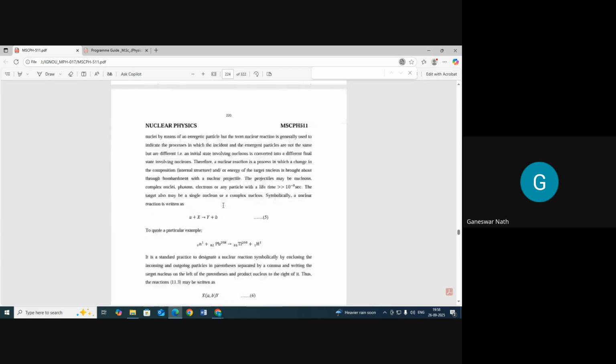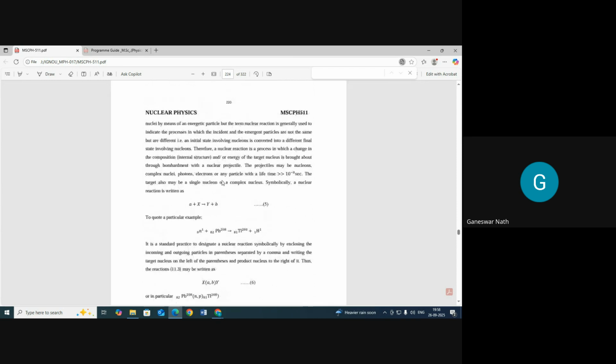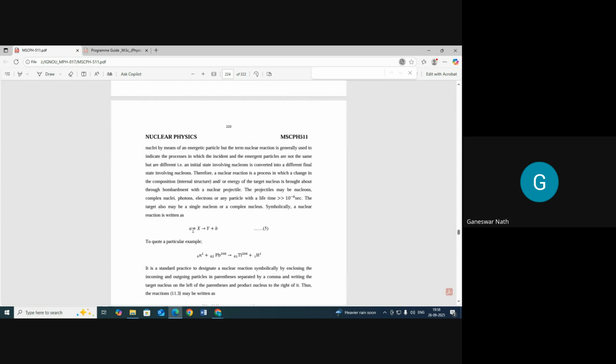Then the nuclear reaction I already described here. So this is the symbolic representation. What is a nuclear reaction, I told. This is the symbolic representation, a simple example, and a very compact form. This can be represented as X(A, B)Y. So X is the target, A is the incoming particle, B is the outgoing particle, and Y is the daughter nuclei.